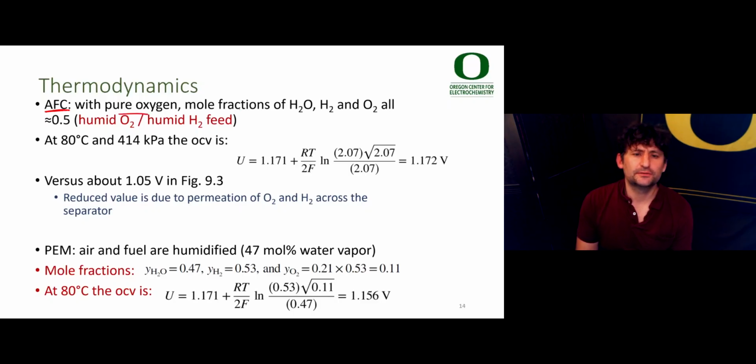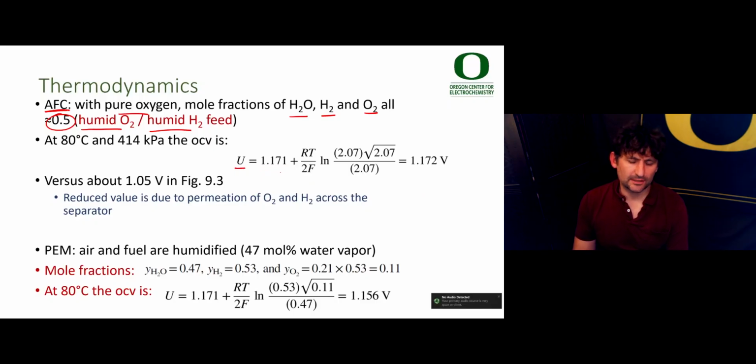With pure oxygen, the mole fractions of water, hydrogen, and oxygen are all about 0.5. That is, you usually feed humidified oxygen and humidified hydrogen to both the anode and the cathode. So the feed is about half oxygen to the cathode and about half hydrogen to the anode. We can now calculate the cell potential based on the standard state cell potential and correction for the activity terms.